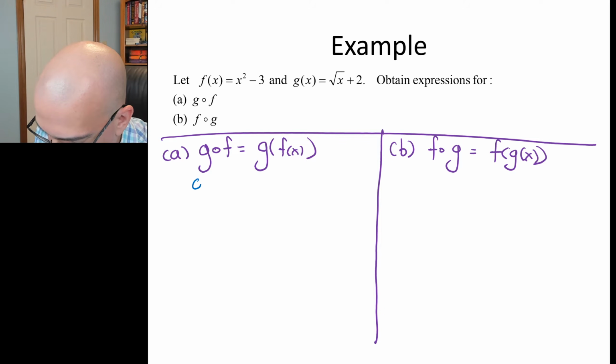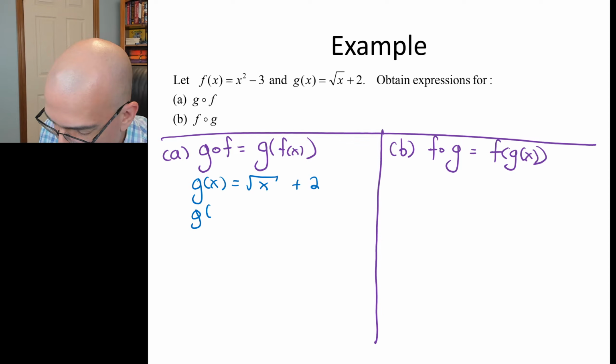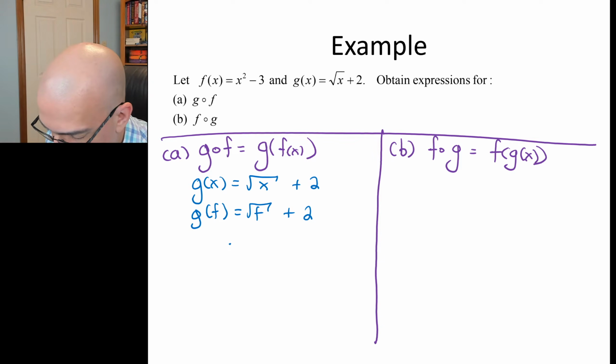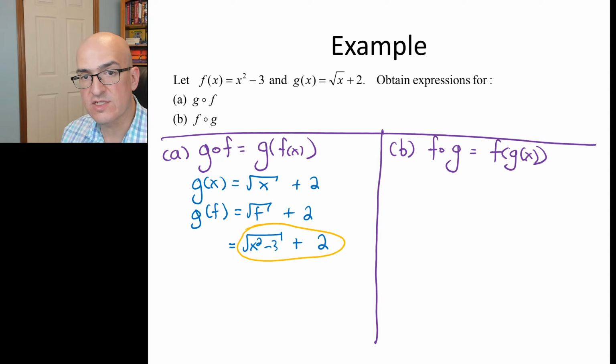So g of x is the square root of x plus 2. g of f then is going to be the square root of f plus 2. Now I'm going to replace f by its function: square root of x squared minus 3 plus 2. Now believe it or not, that's as far as we can go. That's as fully simplified as it gets.